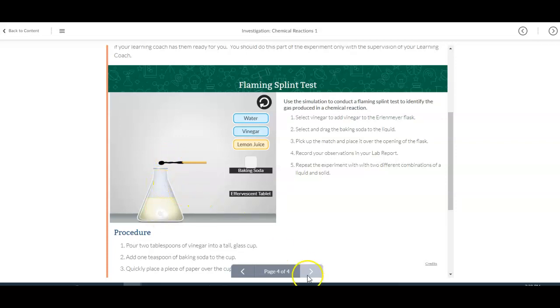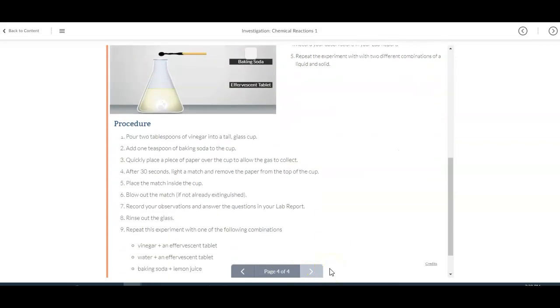Okay, so let's go on. This is the procedure if you actually chose to do the experiment at home. This is what you would do.